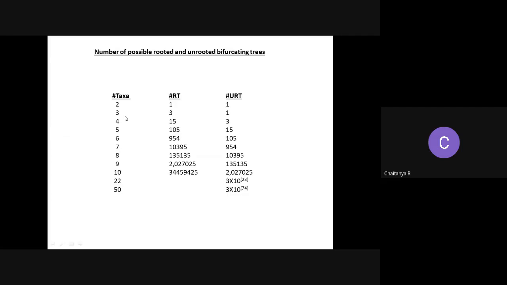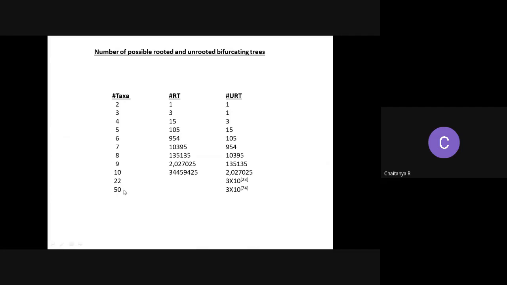So if you look on the left, the number of taxa, right? For 2 taxa, there is only one possible rooted tree and one possible unrooted tree. And for 3 taxa, there are 3 rooted trees and one possible unrooted tree. But as you keep going, you see that the number of rooted trees and unrooted trees increase exponentially, right?